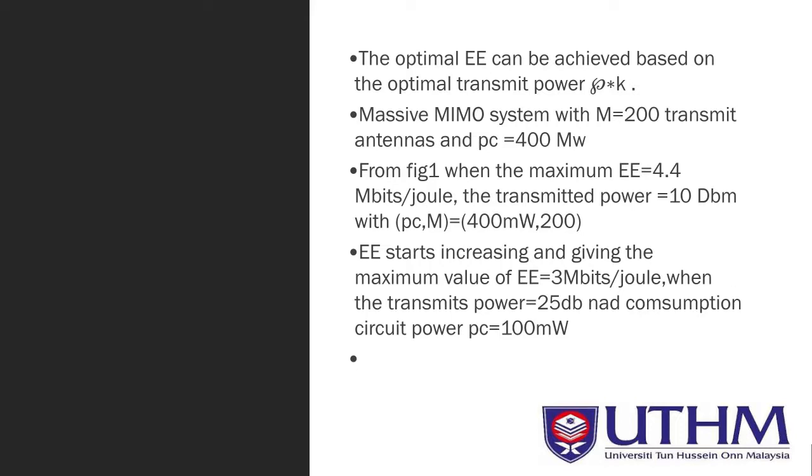Okay, the graph shows that the optimal EE can be achieved based on the optimal transmit power. Massive MIMO system with M equal to 200 transmit antennas and PC 400 milliwatt. From Figure 1, the maximum EE is equal to 4.4 megabit per joule when the transmitted power is equal to 10 dBm with PC equal to 400 milliwatt and M equal to 200. EE starts increasing and gives the maximum value of EE, which is 3 megabit per joule, when the transmit power is equal to 25 dBm and the circuit power PC is 100 milliwatt.